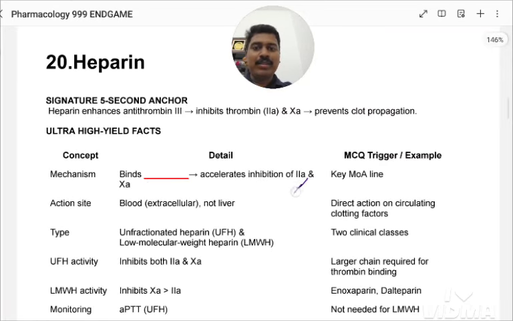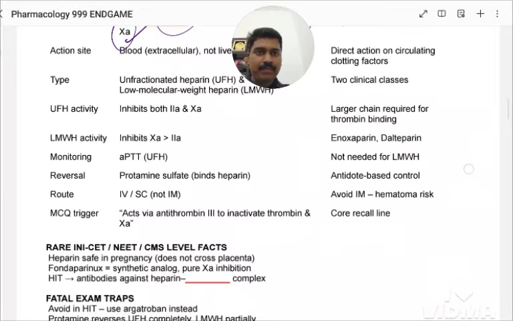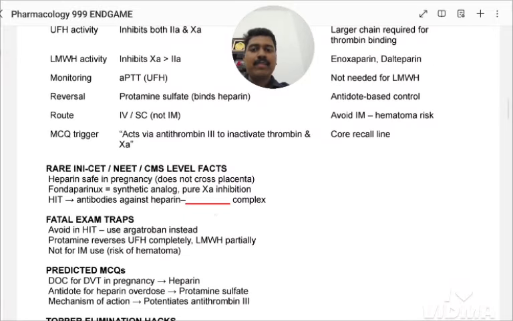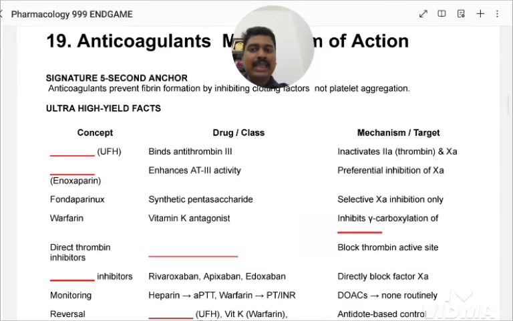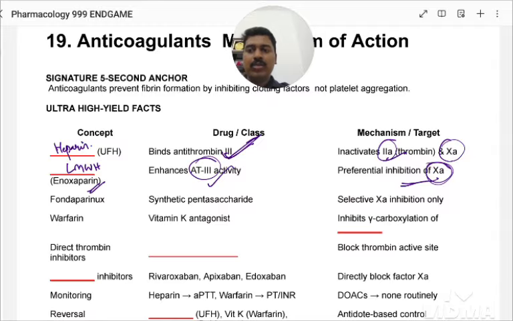Binds antithrombin 3, accelerates inhibition of 2A and 10A. This is nothing but unfractionated heparin, because both 2A and 10A are there. Next question. HIT antibodies against heparin and what complex? Sorry, we had gone through the wrong fill in the blanks. It was for the next chapter. Next: binds antithrombin 3 and inactivates 2A and 10A also. Yes, UFH or heparin. Next: enhances antithrombin 3 and preferential inhibition of 10A but no inhibition of 2A. Yes, very good, LMWH, also known as enoxaparin.